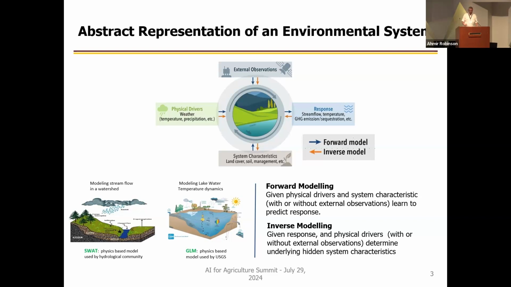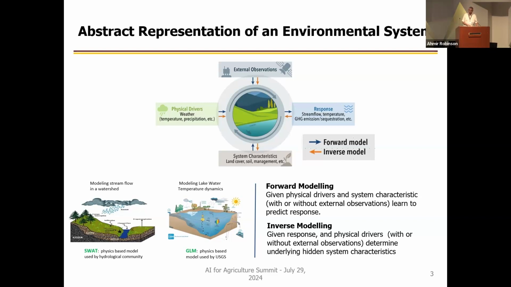There is the inverse modeling aspect, which could be extremely important for answering many of the questions that we heard today, which is, I know the drivers, I know the response, I may even have the observations, and I'm trying to figure out what the underlying characteristics are. Is the field irrigated? Is the field being tilled? Are the cover crops being planted? Or what is the crop that's on the ground? And information like that.